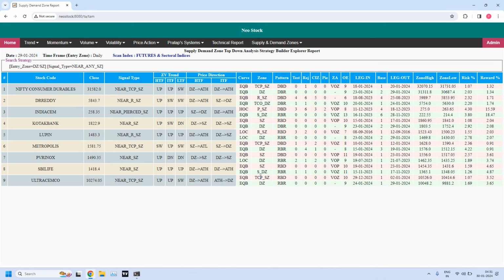And next one is UltraTech Cement. This is a fresh zone, but this is a counter trend trade setup. So that's why you have to properly fine tune, check the quality of the zone. That is very important. If the quality is not good, the zone will be violated. So these are the high liquidity zones from daily supply zone.